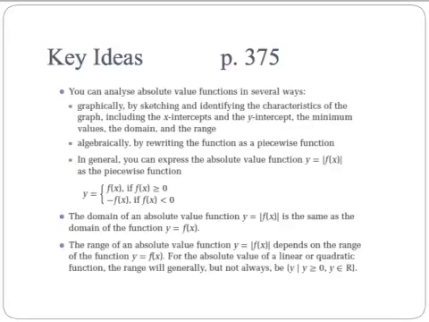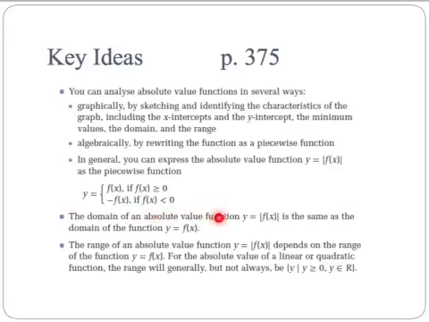Alright, just a quick review of what we did here in this video. You can analyze absolute values functions in several ways. Graphically, by sketching and identifying the characteristics of the graph, okay, including the x, y intercepts, the minimum values, domain, and range, you can algebraically rewrite it as a piecewise function. Okay, remember, as a piecewise function, it looks like this. Okay, we pull the function out positive where the function is greater than 0. We pull it out negative where the function is less than 0.